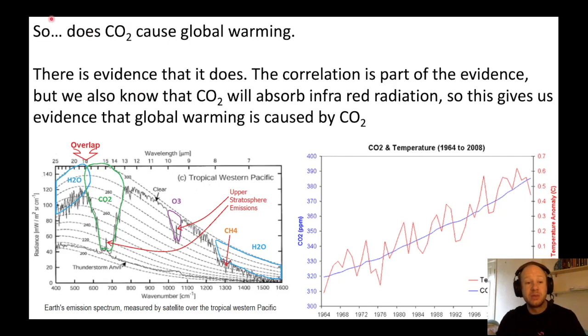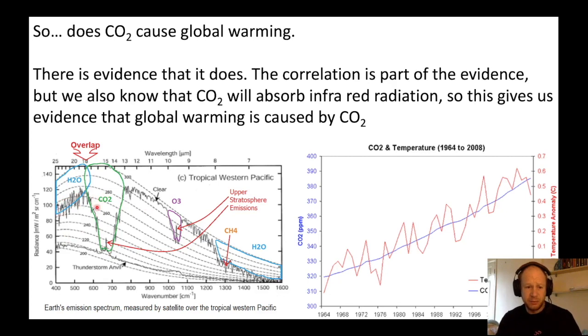So we need to know, does carbon dioxide cause global warming? We have a significant amount of evidence that it does. So these two things are correlated, but we have got evidence that carbon dioxide will absorb infrared radiation. You can see this here.